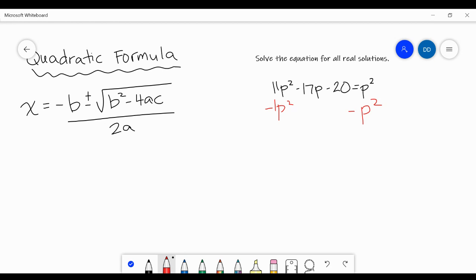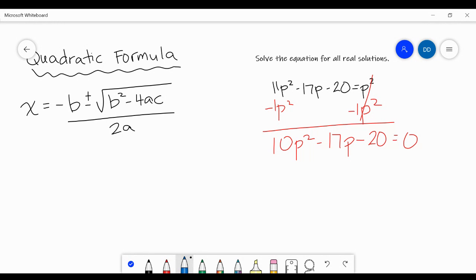If you want, you can put the ones in front. Those cancel, and we subtract. 11p squared minus 1p squared gives us 10p squared. And then we have minus 17p minus 20 equals 0. Now it's in standard form, and we're able to go ahead and use the quadratic formula.